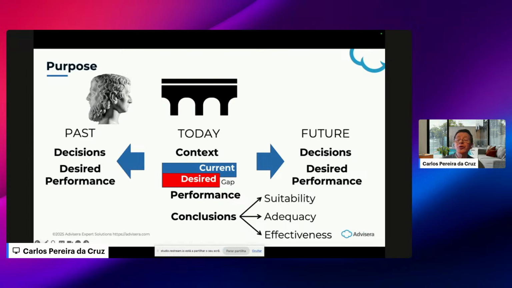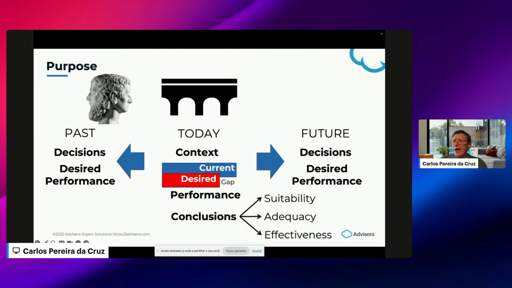So, look into the past. What can your organization learn from last year? Do you have an effective environmental management system? Does your EMS achieve its objectives? Do you have an adequate EMS? Does your EMS have all the necessary elements to function correctly? Do you have a suitable EMS? Does your EMS still fit the organization's needs?